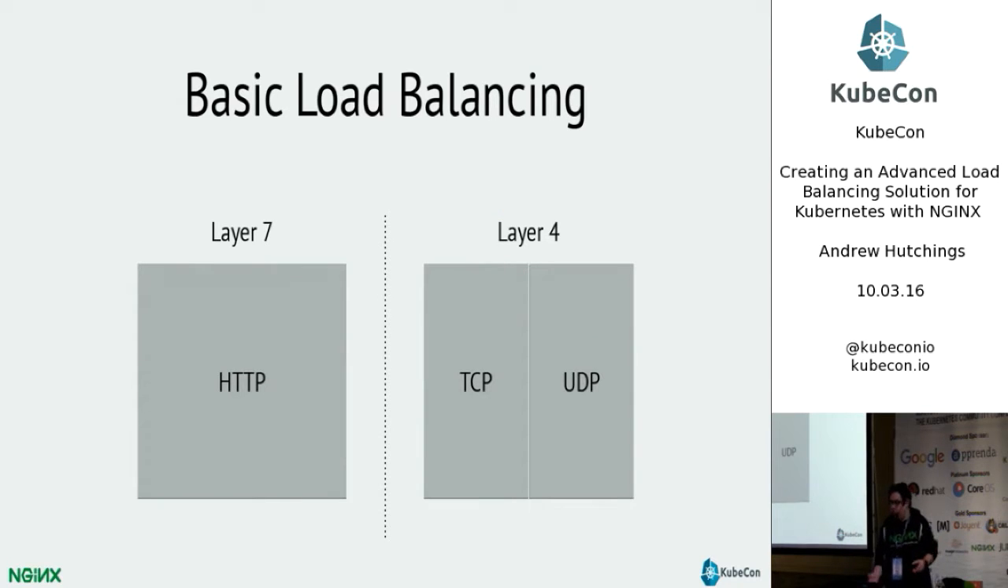So there are two basic types of load balancing we're going to be focusing on here. First is layer 7, which is HTTP load balancing. Essentially, load balancing based on the actual request, the headers, the actual URL, etc. And layer 4 load balancing, which is load balancing the TCP and UDP packets.